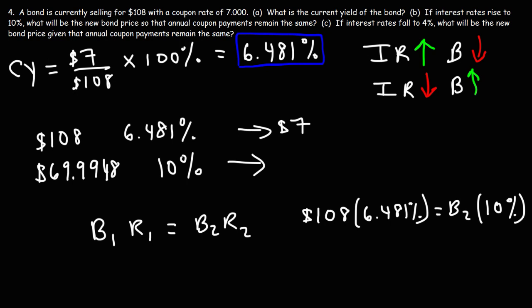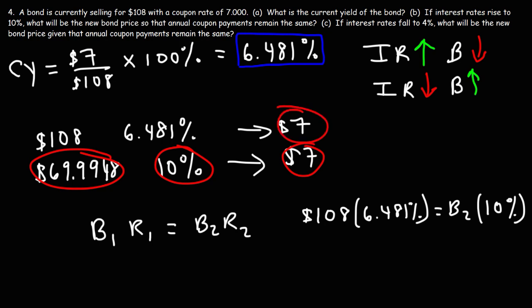Now, notice that if you multiply 108 by 0.06481, you get a coupon payment of 7. But if you multiply 69.9948 times 10%, which is times 0.10, you get a coupon payment of approximately 7. It's really 6.99948, but it rounds to 7. So notice that if interest rates go up to 10%, the value of the bond goes down such that the coupon payments are the same.